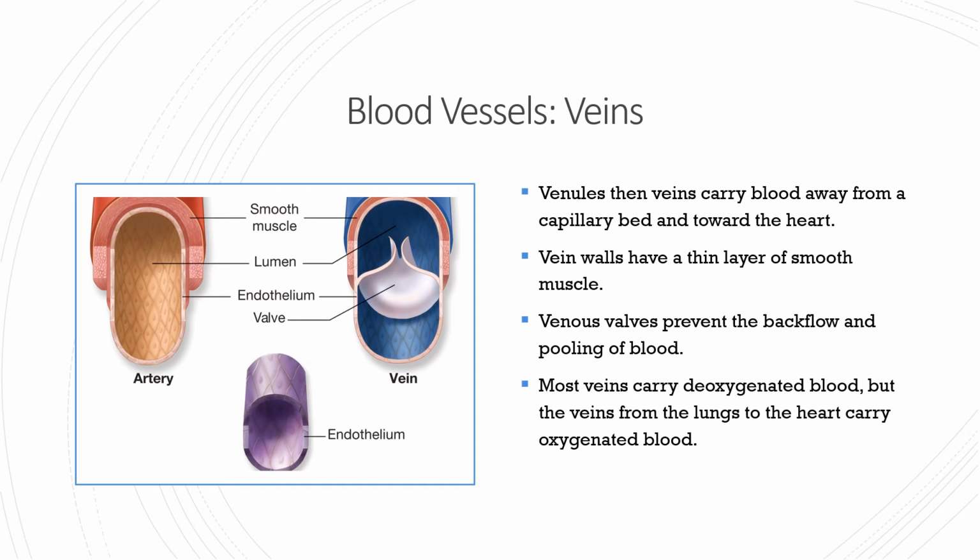Veins have walls that are a thin layer of smooth muscle instead of the thick layer that you see in the arteries. But they also have valves that prevent backflow and pooling of blood. Most veins carry deoxygenated blood, but the veins from the lungs to the heart carry oxygenated blood.